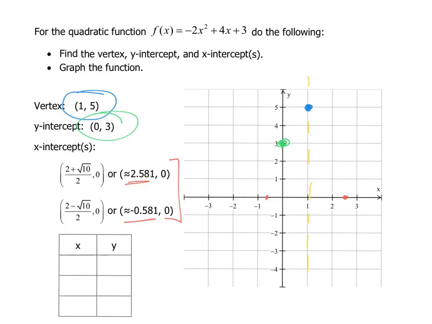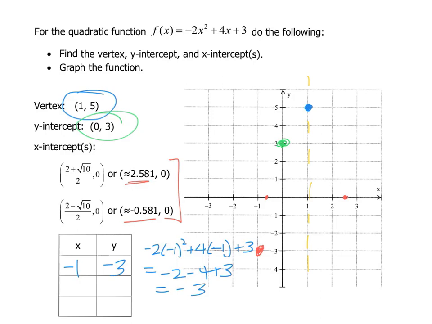We could make maybe another point. If I plug in negative 1 and find the y value, I would have negative 2 times negative 1 squared plus 4 times negative 1 plus 3. So this would give me negative 2 minus 4 plus 3. So that would be negative 3. Let's go back to thinking about that idea of symmetry. So we have negative 1, negative 3. That's this point right here.